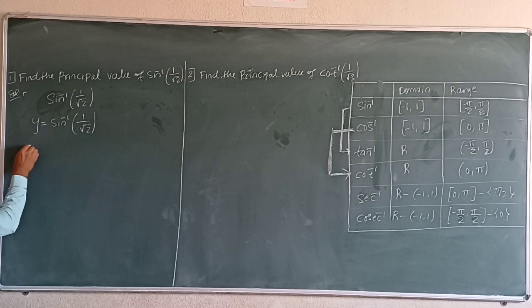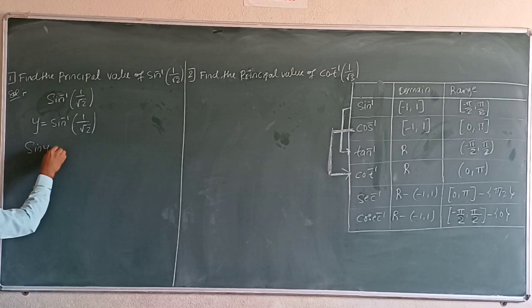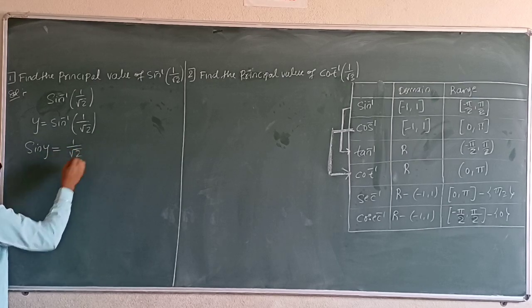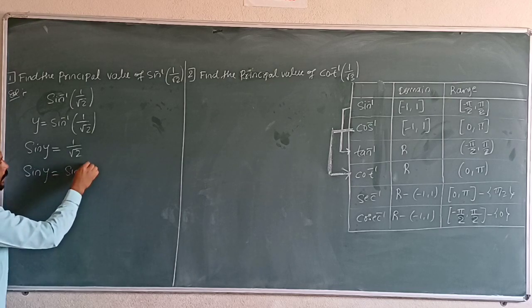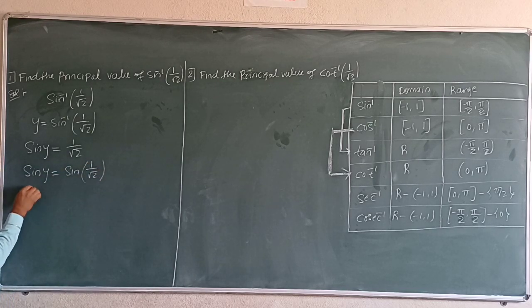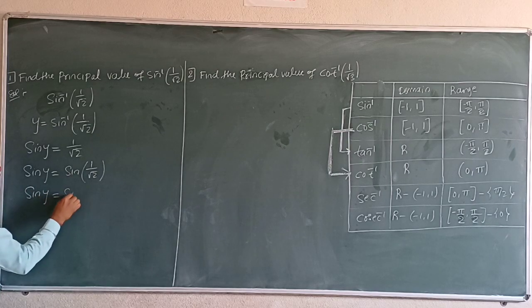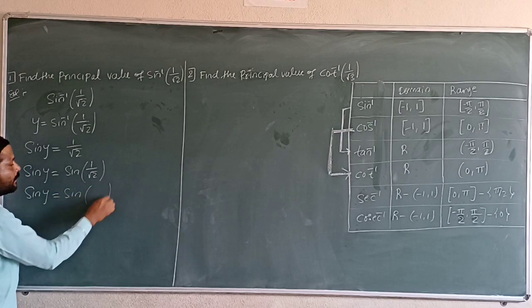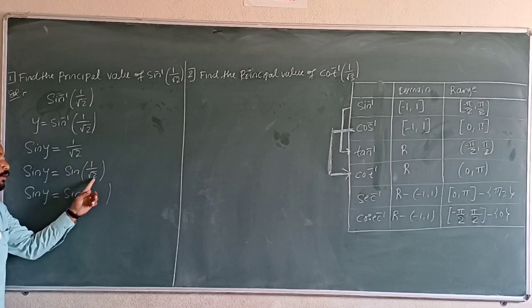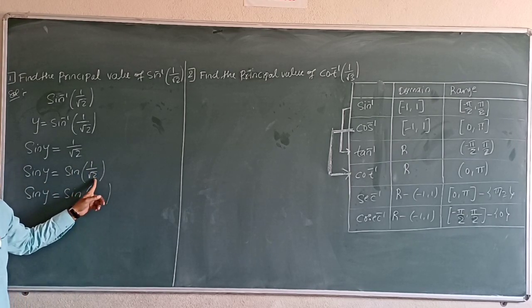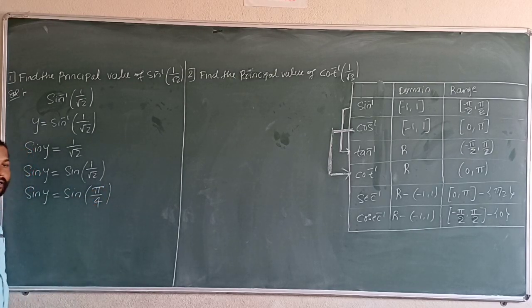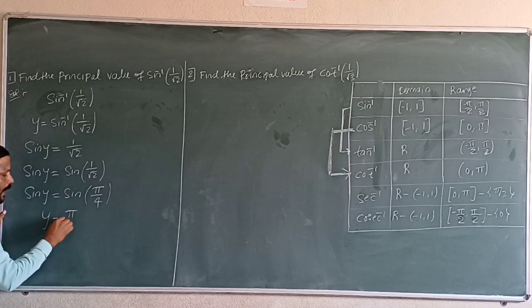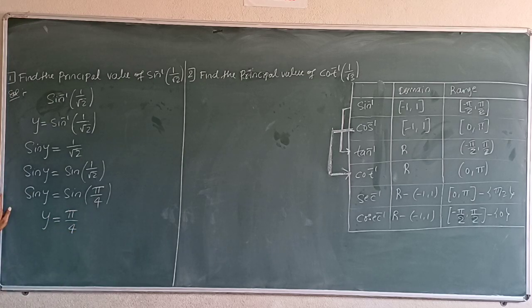Sin inverse transferred, so sin y equals 1 divided by root 2. Now tell me, sin of what is 1 by root 2? That is 45 degrees. In radians, that is pi divided by 4. Here sin and sin get cancelled, so y equals pi by 4.